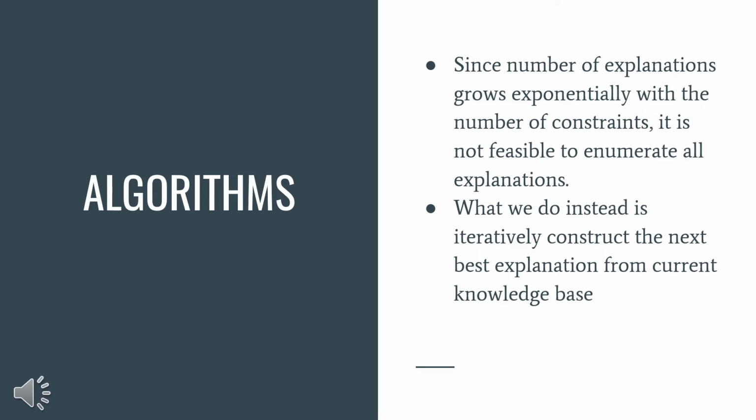Applying the brute force technique is not feasible. We cannot enumerate all the explanations and take the minimum cost out of it because the number of explanations quickly explodes with an increase in the number of constraints. So what we do instead is iteratively construct the next best explanation from the current knowledge base, that is, given a partial interpretation and a set of clues. We want to construct the next best explanation in the i plus 1th step from the ith step.